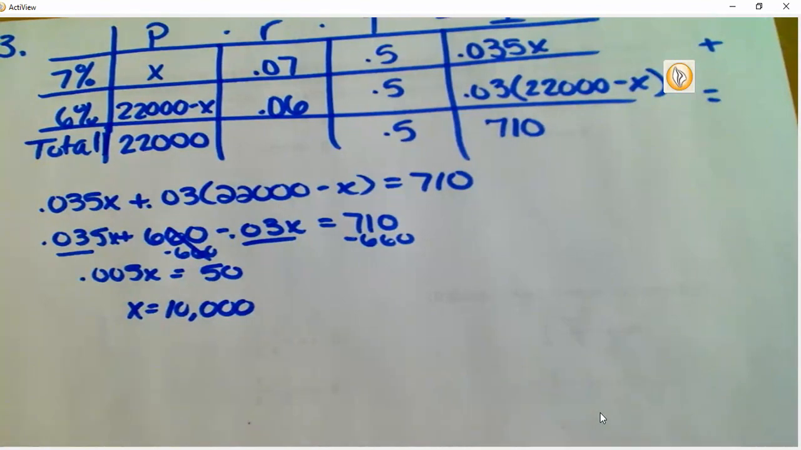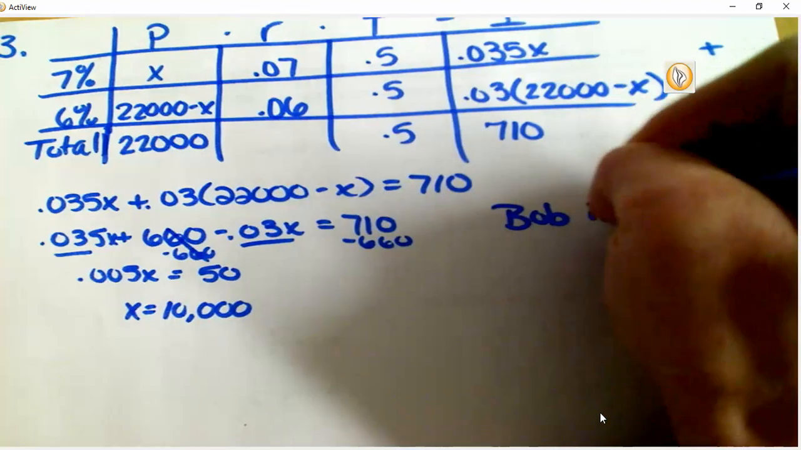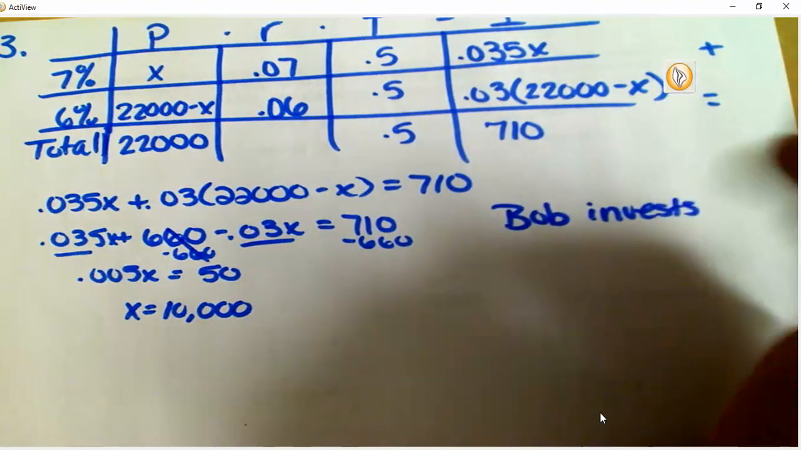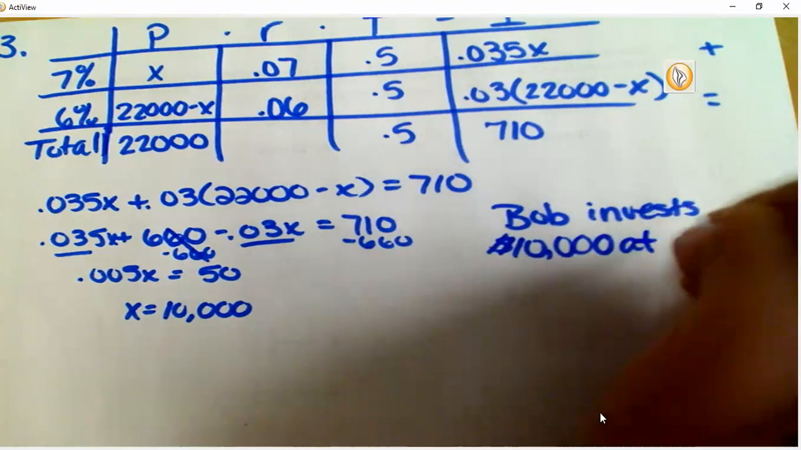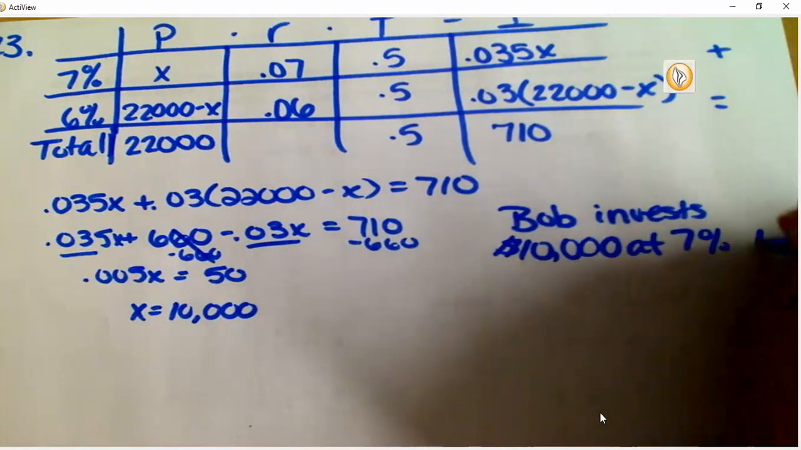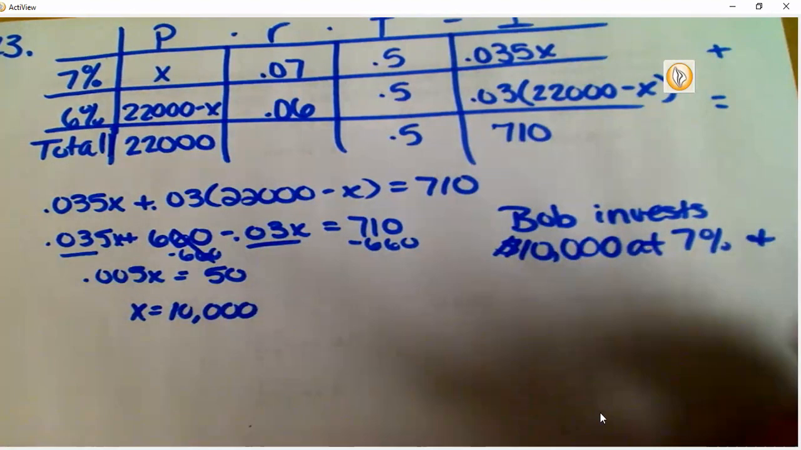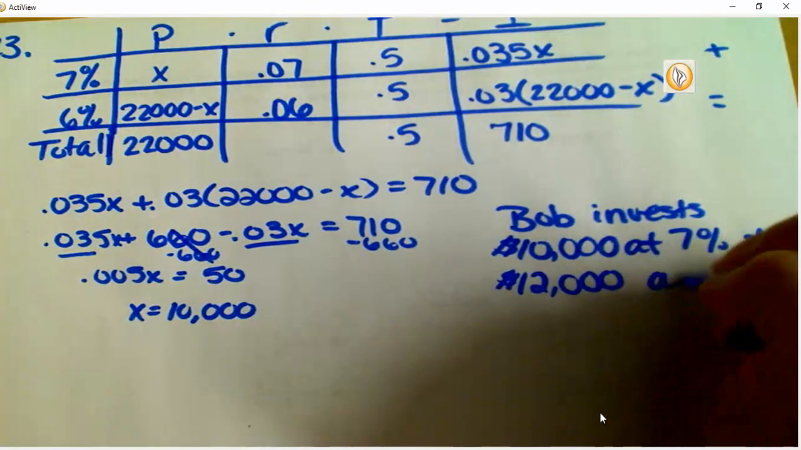How do you have to answer these? In a sentence. The question was, how much did Bob invest at each rate? So Bob invests $10,000 at x, which was my 7%, and 22,000 minus 10,000 is $12,000 at 6%.